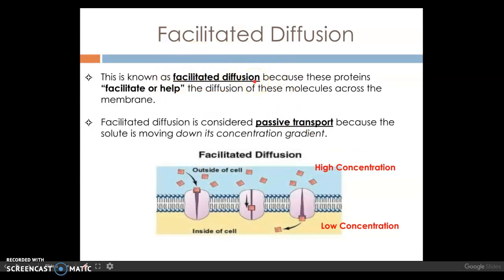Okay, facilitated diffusion is one of those definitions that you could have on page 29 of your notebook. This process is called facilitated diffusion because the proteins are facilitating, or helping, the diffusion of those molecules across the cell membrane. It's, again, still considered to be passive transport, so not requiring energy, because the solute is moving down its concentration gradient from an area of high concentration to an area of low concentration. It just needs a bit of help.